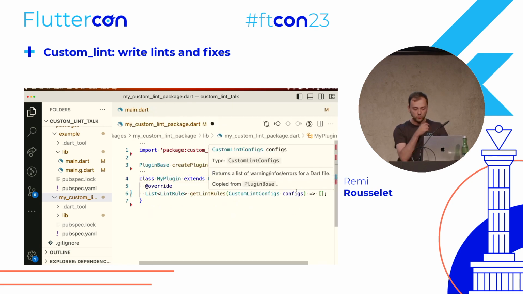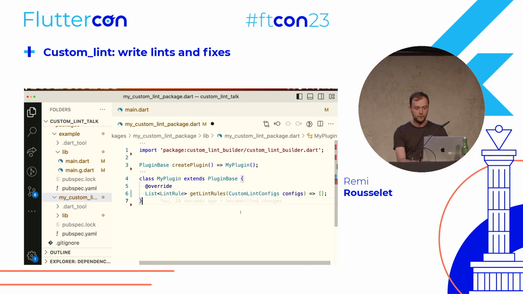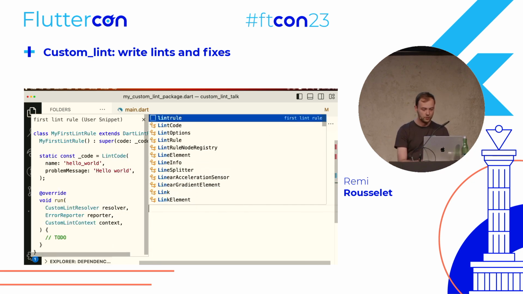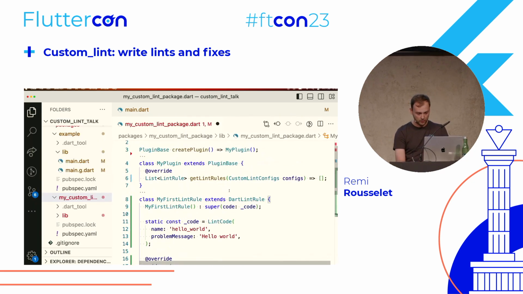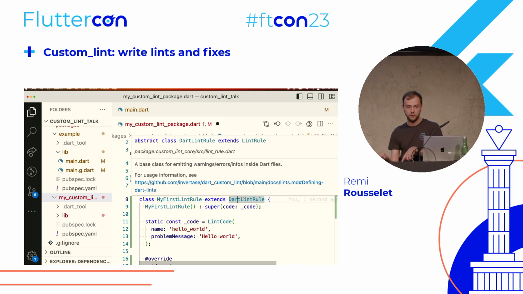And so for now, we don't actually define any lints because we haven't written one yet. So let's get started by writing one lint. For this, I'm going to define a new class, and I'm extending Dart lint rule, because we want to make a lint rule for Dart code.